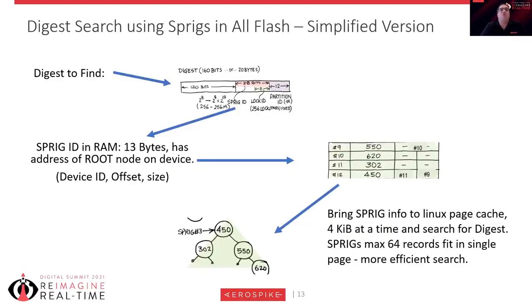When we want to read the data in all flash, we go to that specific node, go to that specific partition, and read the sprig, and we'll know where to find the data. Then we load the sprig from the disk into memory, the record will be found there, and we'll be able to read the data from the device or wherever it is being stored, without the need for keeping the entire index in memory.